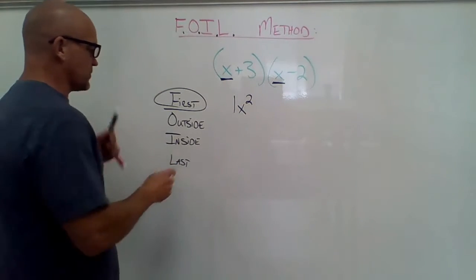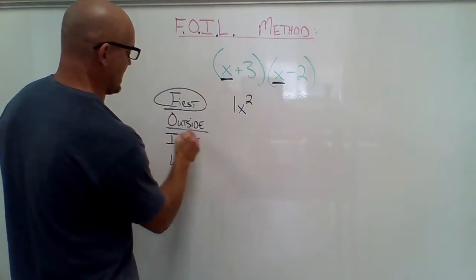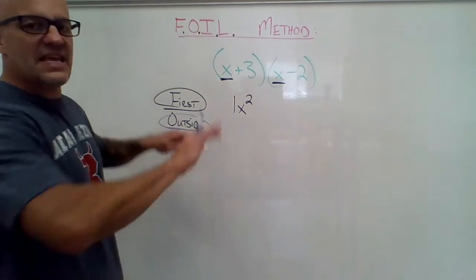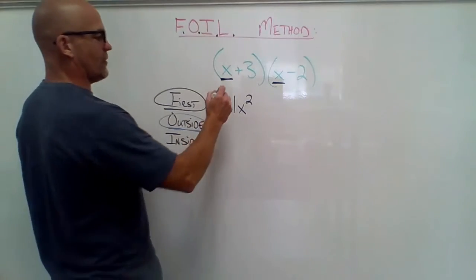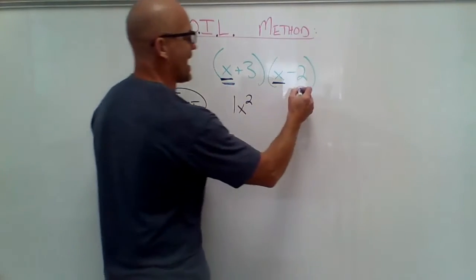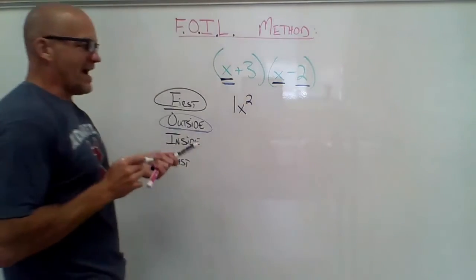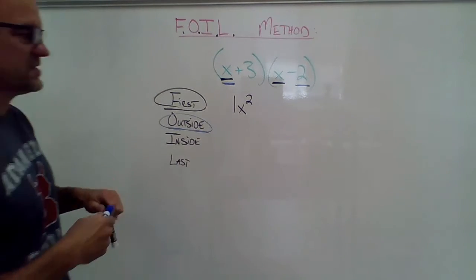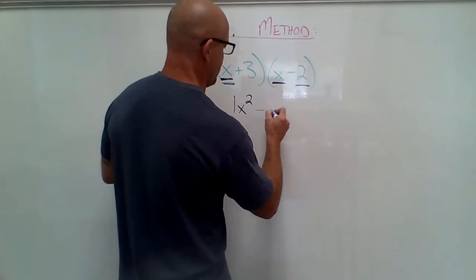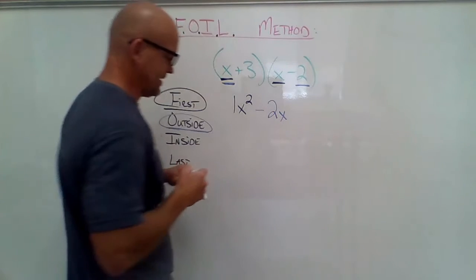The next thing we're going to do is go with outside, outside. So that is the outermost. When I say outside, it's the outermost. So that would be this guy and this guy. So I have x times negative 2. X times negative 2, of course, is negative 2x.